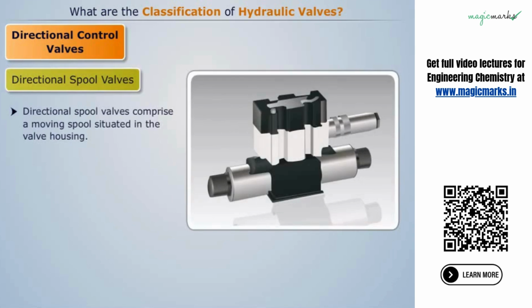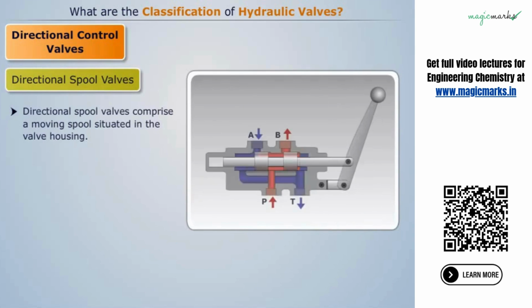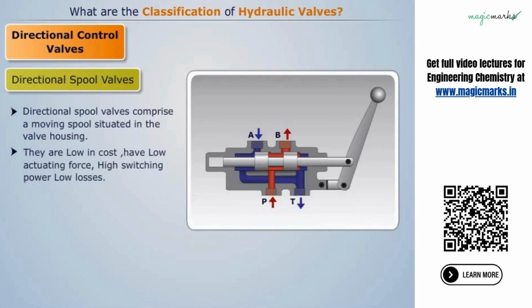Directional spool valves comprise a moving spool situated in the valve housing. They are low in cost and have low actuating force, high switching power, and low losses.